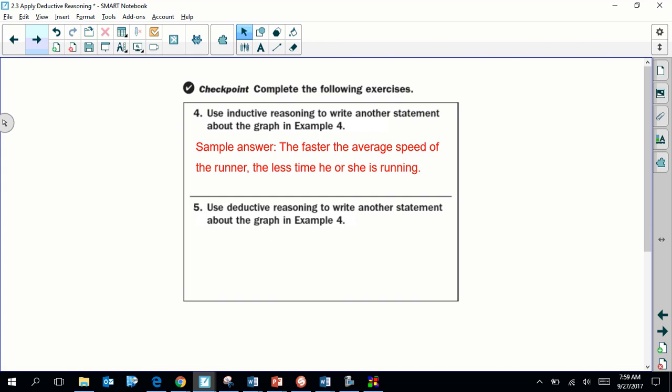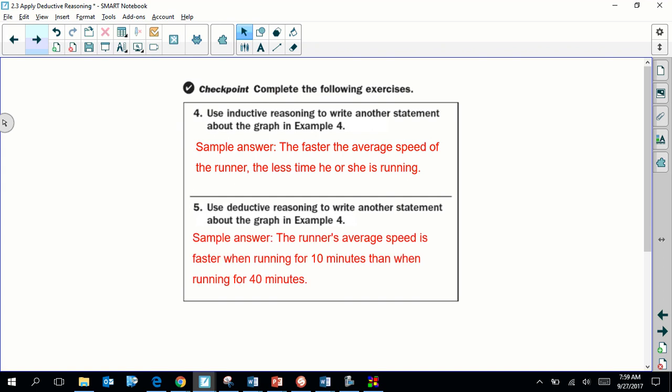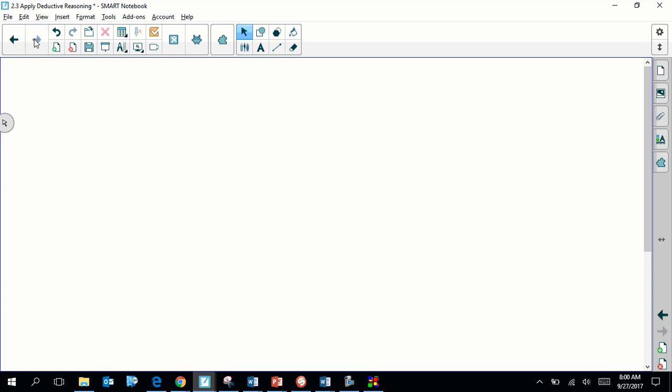And using deductive reasoning, again, this is just a sample answer. This is not the only thing that you could say. The runner's average speed is faster when running for 10 minutes than when running for 40 minutes. So those are just a couple of examples that you could have used to answer those questions. But that's going to bring us to the end of this lesson.